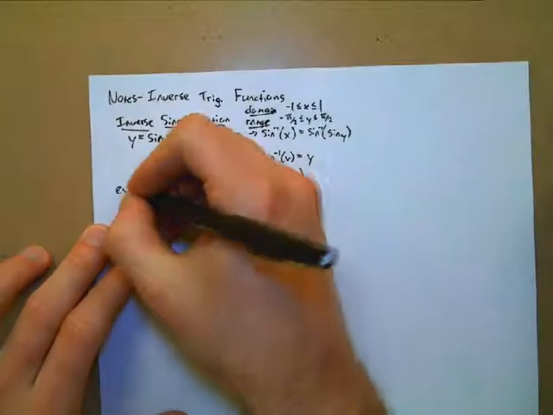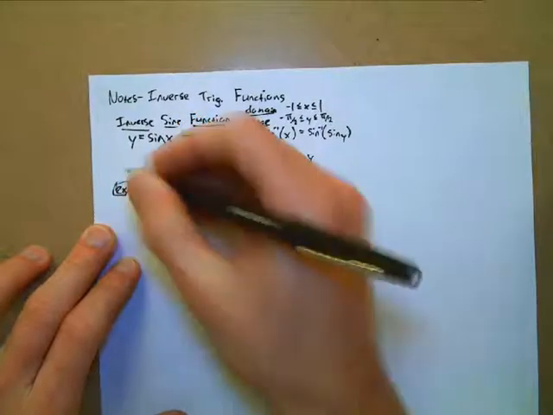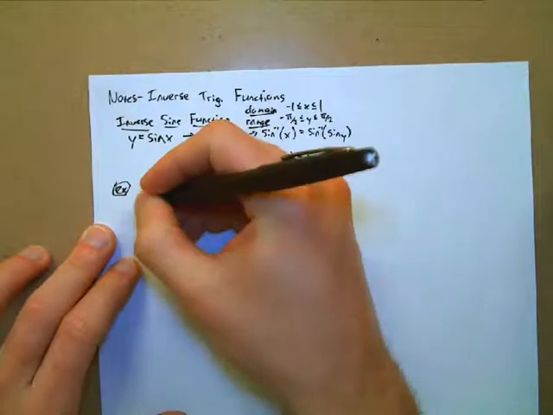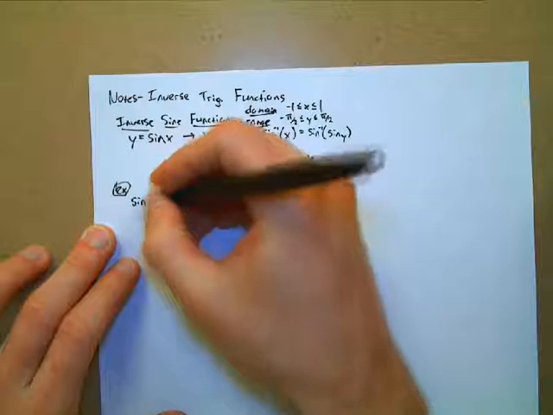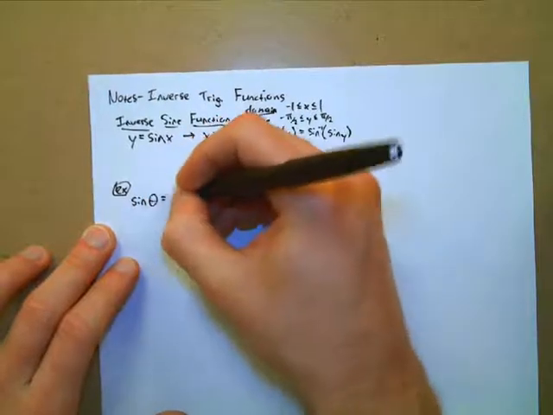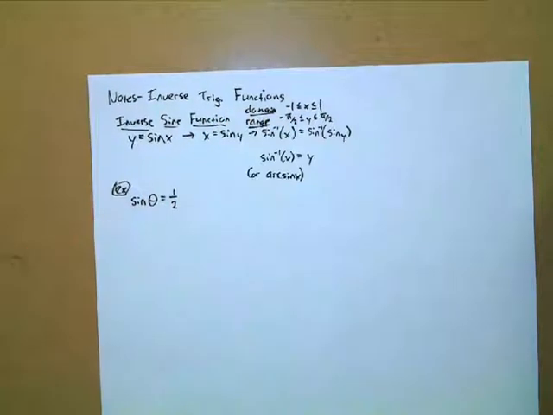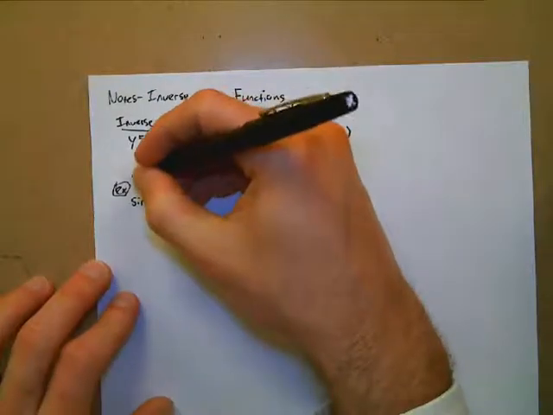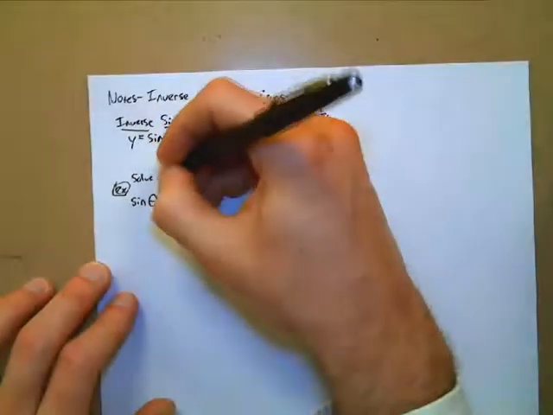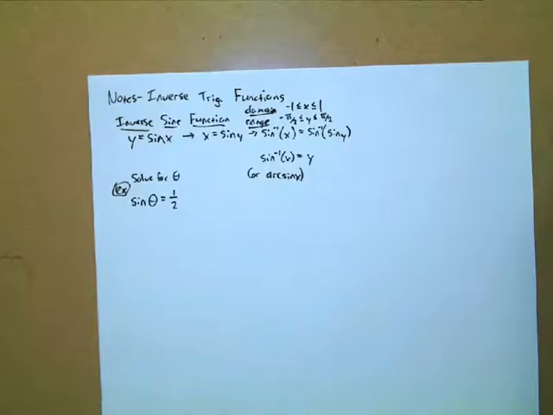So, for example, let's say we have sine of theta equals 1/2, and we want to solve for theta. To solve for theta here, we have to get theta by itself. Right now, theta is not by itself. We have sine of theta. To cancel out sine, we'll use sine inverse. So I'll take sine inverse of both sides.